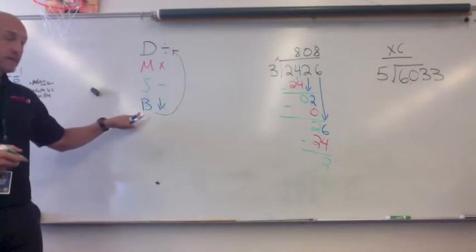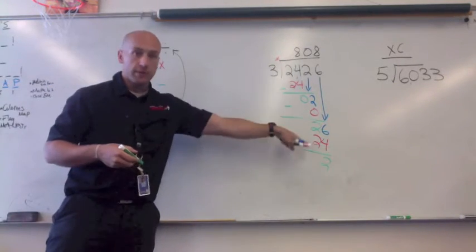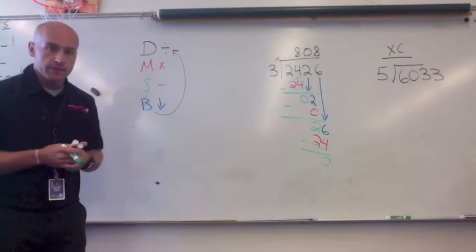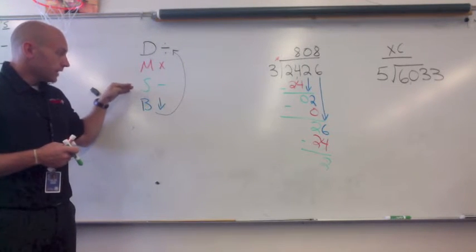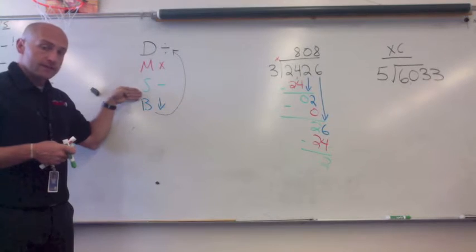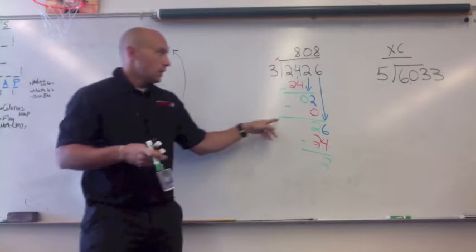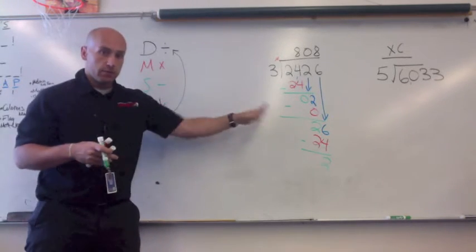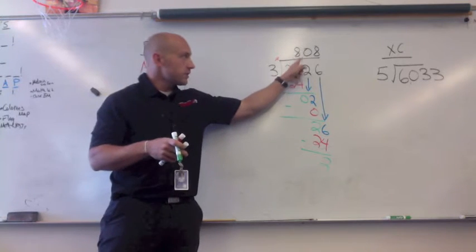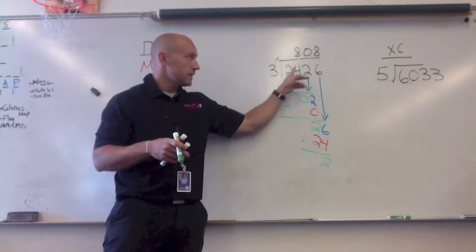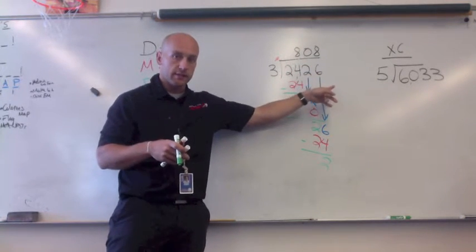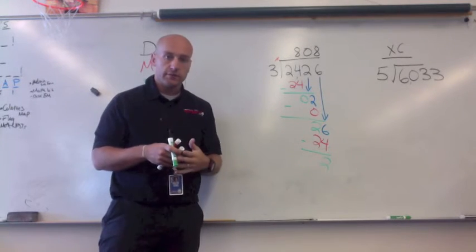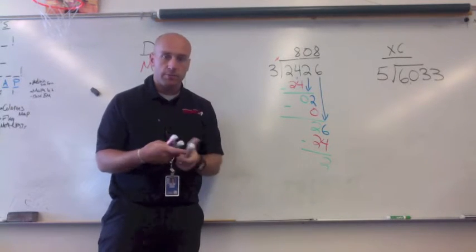And now we bring down, but there's nothing left to bring down. So remember what I said at the beginning. We know we are done if there's nothing left to bring down, and our last step was subtraction. So you can't just go and divide again. We're done. All these numbers are filled to the end of the place value, to the end of this 2,426. We subtracted, we don't have anything left to bring down, so this 2 is our remainder.